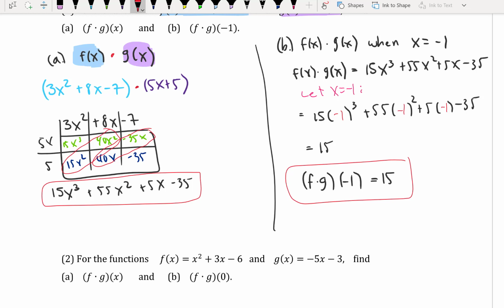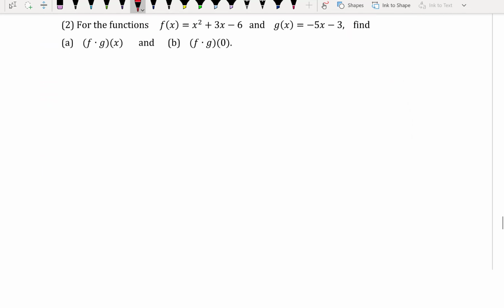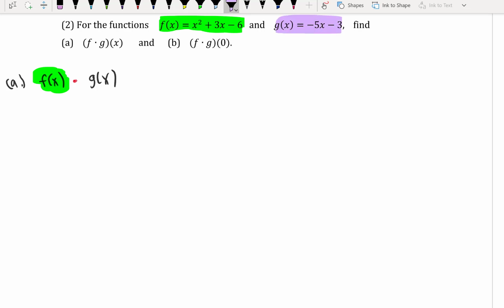And in case you guys were wondering how the heck did that happen, we do have a second example to try to help you. So we have our f, we have our g. We want to find f times g with respect to x for part A. So we know that we have our f of x, and we are multiplying by a g of x. Let's say our f of x is going to be green this time, so my green function, and I also have my g of x, which is going to be my purple function.